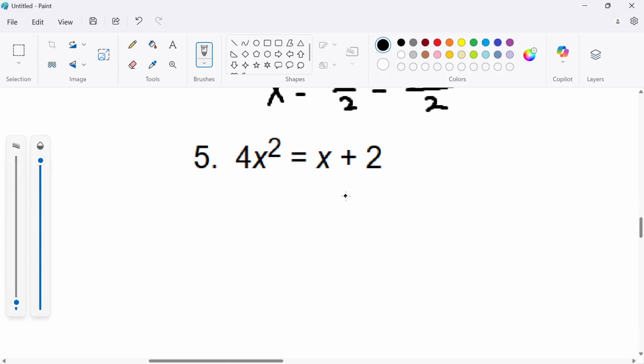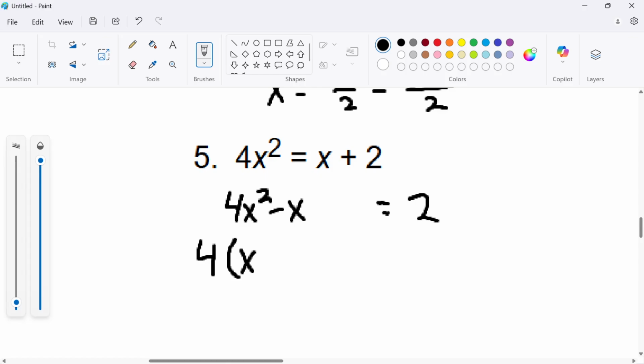So I will subtract x, 4x squared minus x equals 2. I'm leaving that there. Oh boy, it's another fraction. Oh, it's going to be even a worse fraction. I have a 4 in front of x squared. When I'm completing the square, I don't want anything except 1 in front of x squared. So I have to factor out that 4.